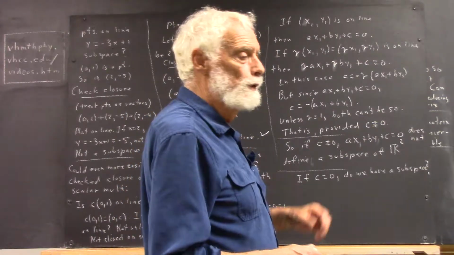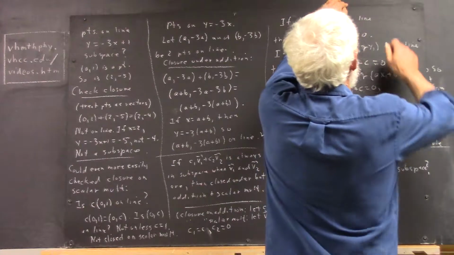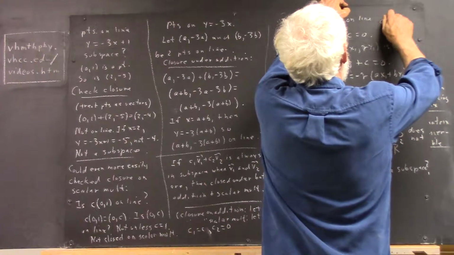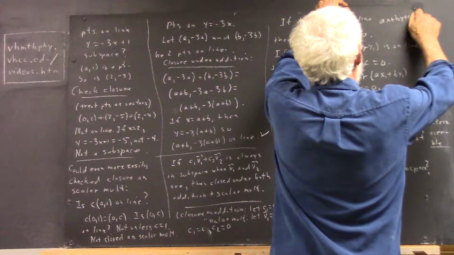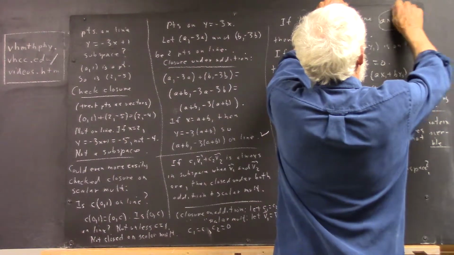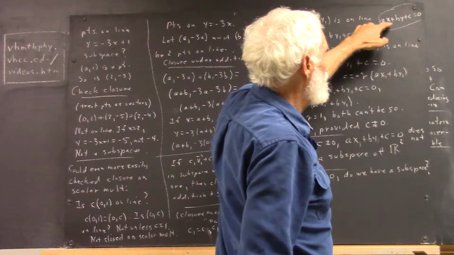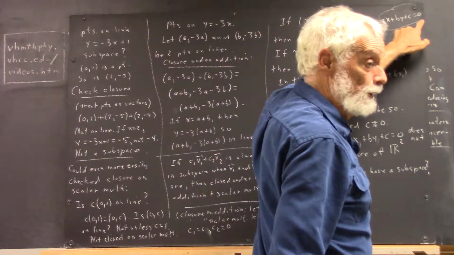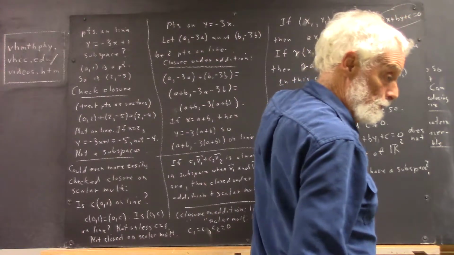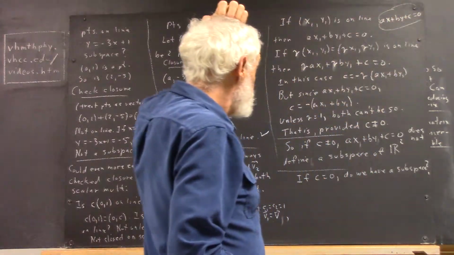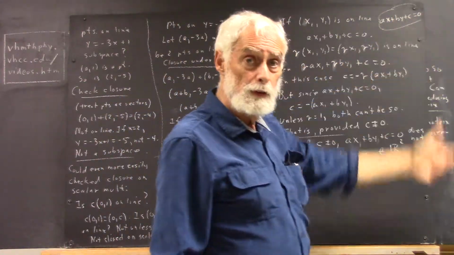Okay, we're trying to prove that the set of points for which Ax + By + C = 0 constitutes a subspace of R2. So, in the first place, we recognize this as the equation of a line.